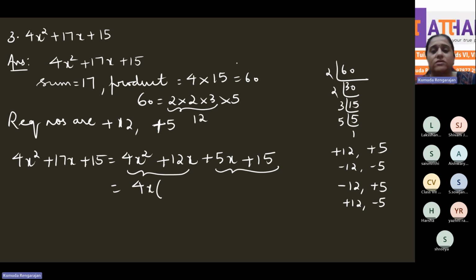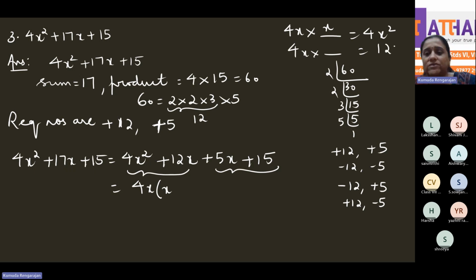Now 4x into what will give you the first term 4x squared, because 4x is common? That's x. Then 4x into what will give you the second term plus 12x? So it will be 3. So plus 3. Close bracket. Write this plus sign as it is.